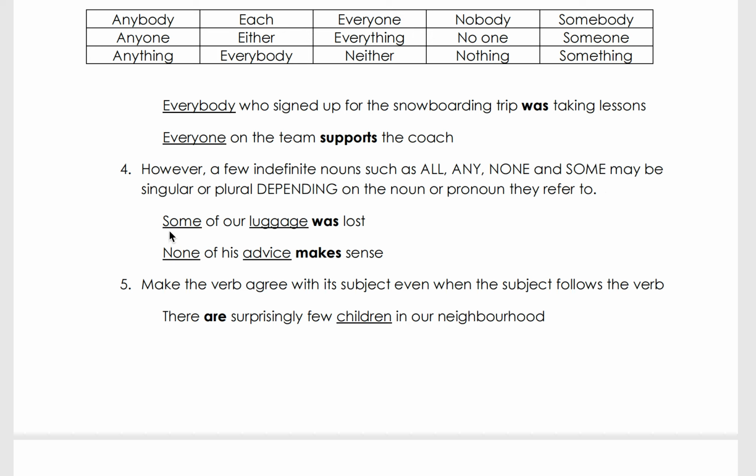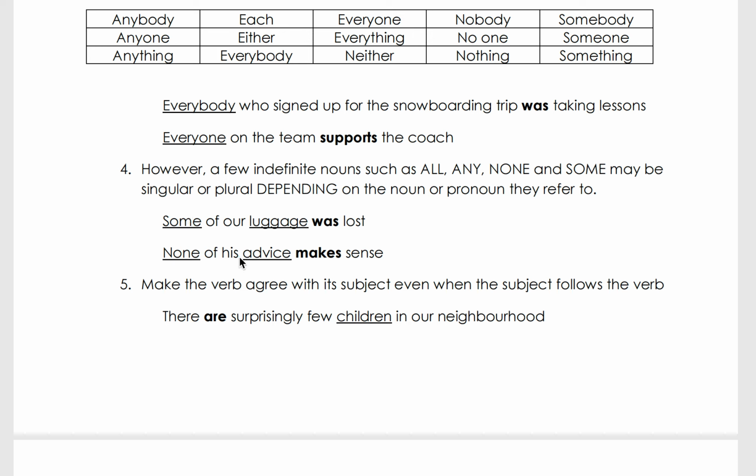So the first example, some of our luggage was lost. So here luggage is without s. It means the context here is singular. So because this is singular, we need to have a singular verb as well, was here. But if luggage is plural, then you have to have were, even though here it is some. So it might depend on what's coming after of.